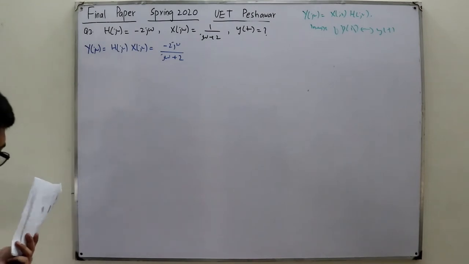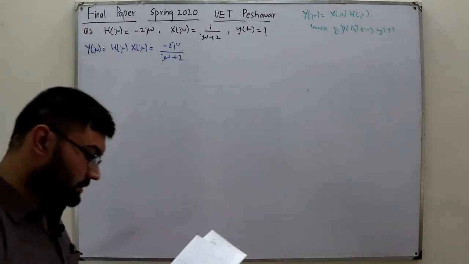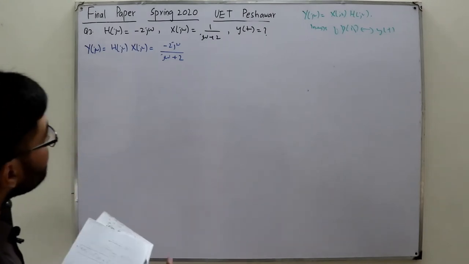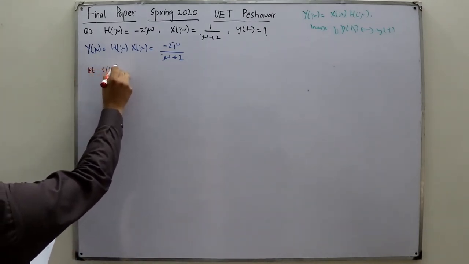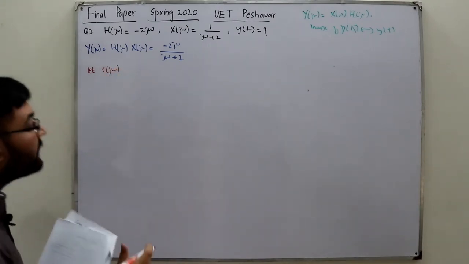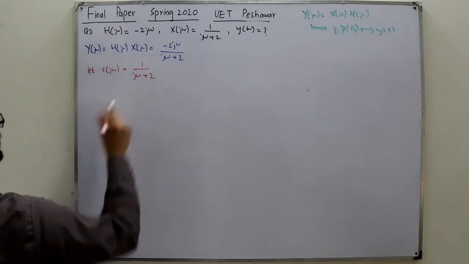So have a look. This would be a little difficult for the mathematical manipulations. So let's do some replacement, and I say that let s of j omega be a new variable, and this is equal to 1 over j omega plus 2.